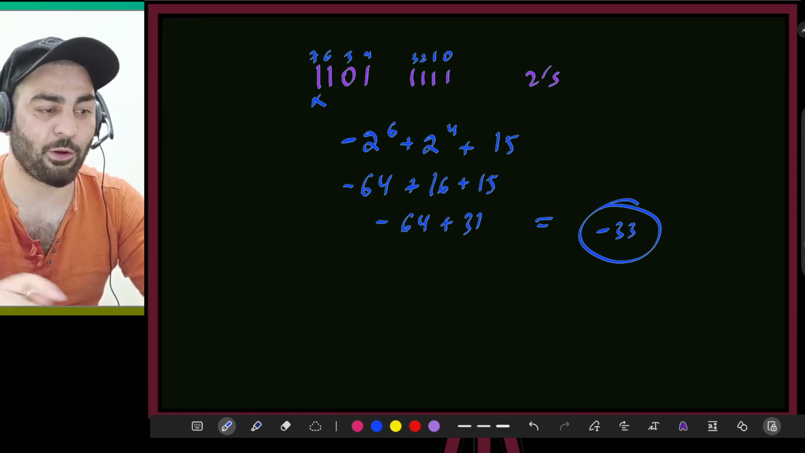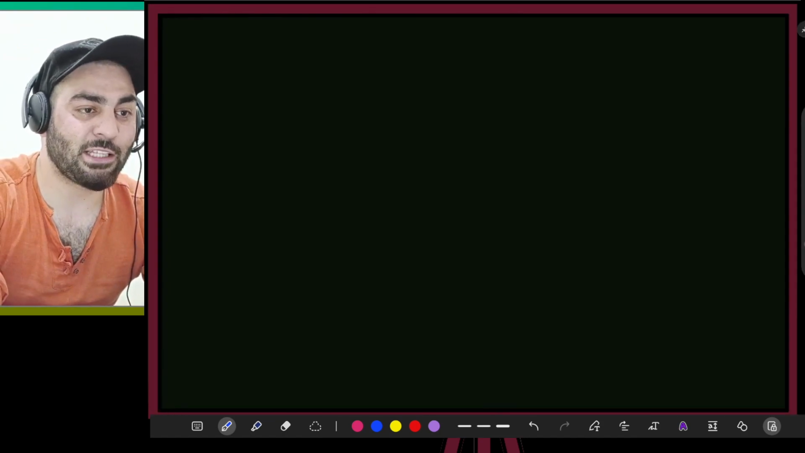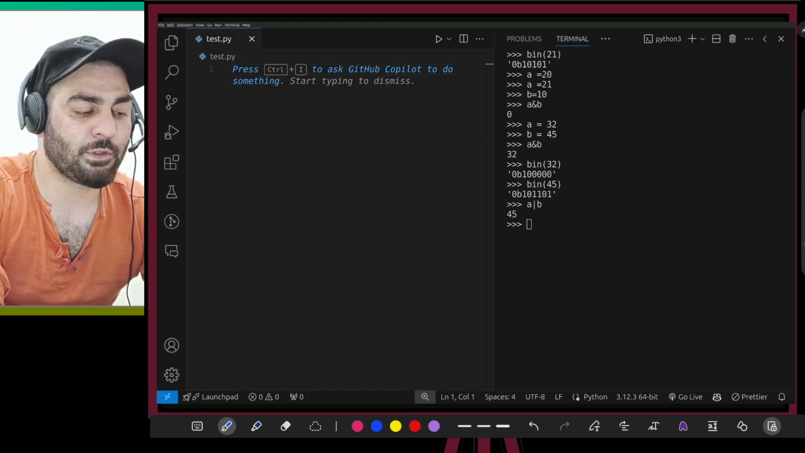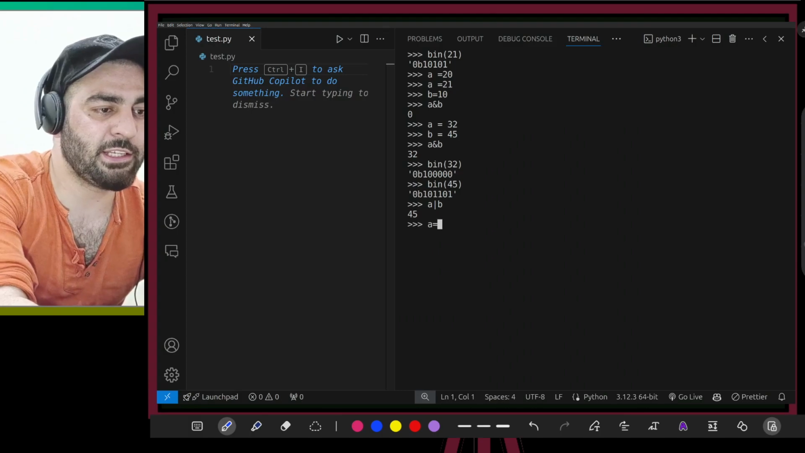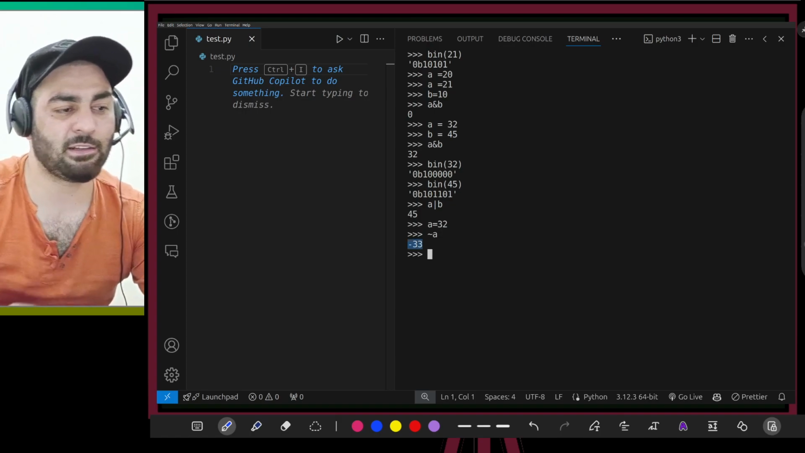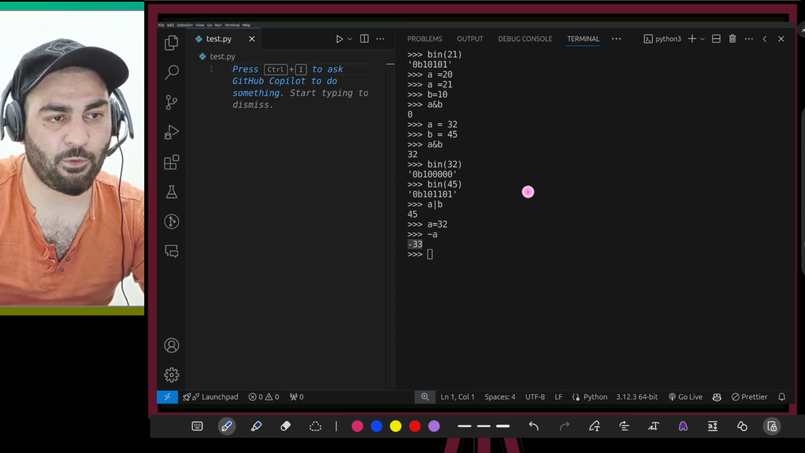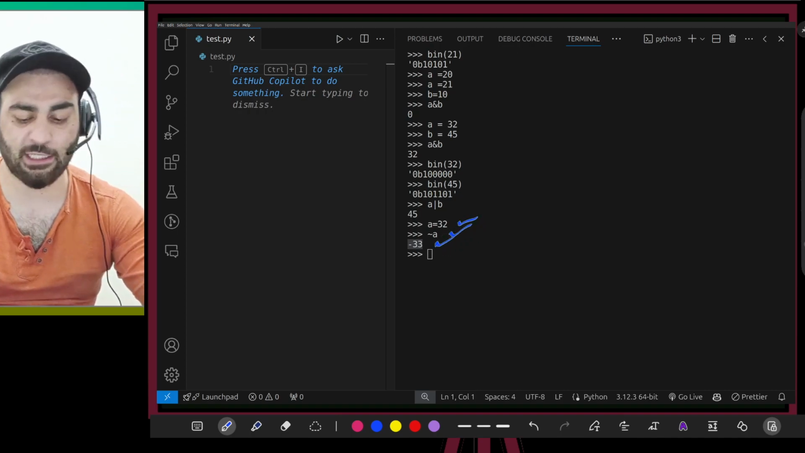Let's see if we get the same result that we computed, otherwise the computation will be wrong. So let's go back to VS Code and see. Over here, I said a is equal to 32, and we'll perform NOT of a. So I'll say NOT of a. This is minus 33. Did you see it over here? Is it visible on the screen? I said a is equal to 32, then NOT of a, and this is equal to minus 33, which we computed on the paper first.